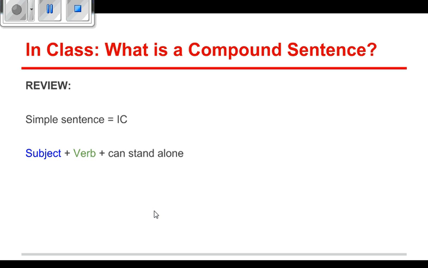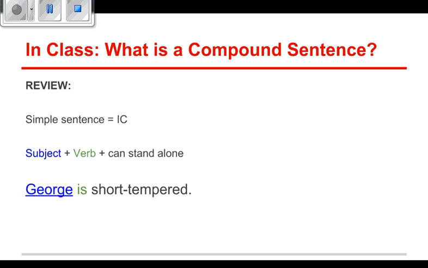So here's an example. George is short-tempered. George is our subject because it is what is being described in the sentence. Is is our state of being verb, telling us what George is. Short-tempered is our description of George. And by him being described as such, short-tempered, this allows for this sentence to stand alone as a simple sentence.